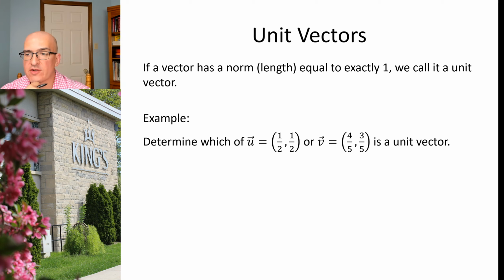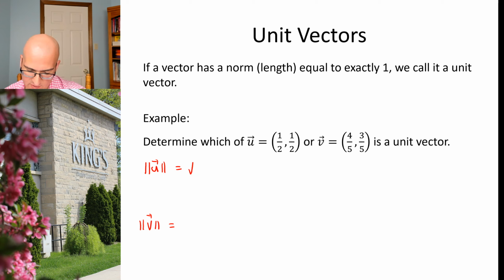Which of the following vectors, u or v, is a unit vector? So u is 1/2, 1/2. 1/2 plus 1/2 is 1, so it might be tempting to say that one's a unit vector. Or v, 4/5, 3/5. You add those together, you don't get 1, you get 7/5, which is larger than 1, so you might think, well, that can't be a unit vector. But let's go by the definitions. Let's use the definition of each. So we're going to find the length of u, and then we'll find the length of v. And we'll see which one gives us 1.